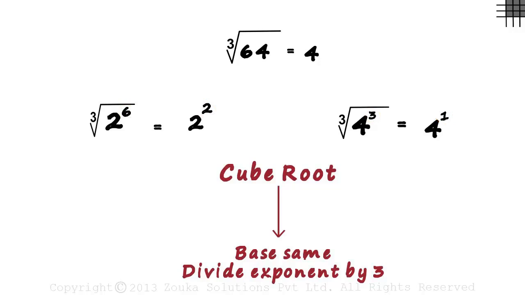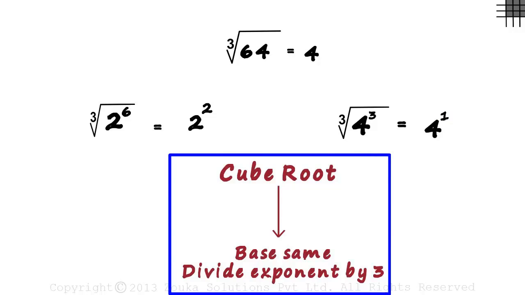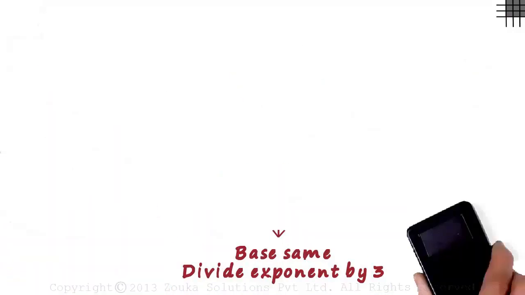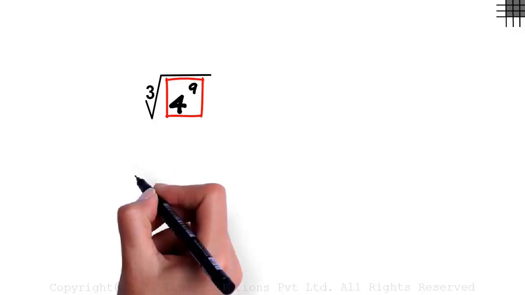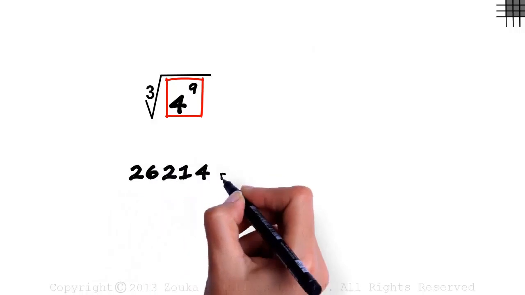Remember, when we take a cube root of a number in exponential form, we should keep the base same and divide the exponent by 3. Let's quickly look at a couple of examples. Say we want to find the cube root of 4 raised to 9. The base actually equals 262,144. Imagine finding the cube root of this big number. But using our technique, all we need to do is keep the base same and divide the exponent by 3.